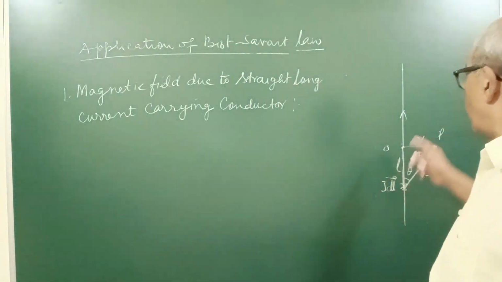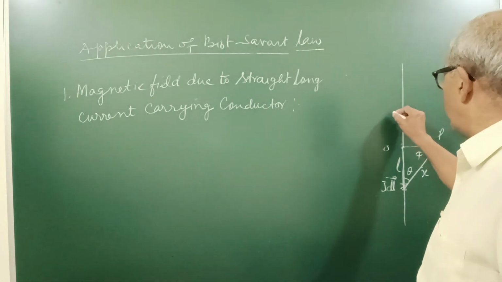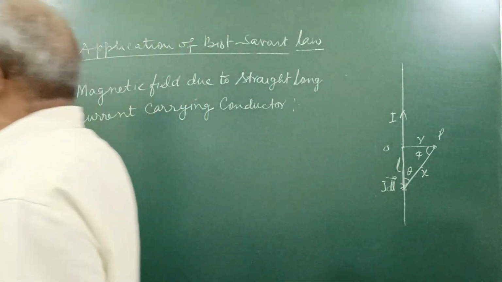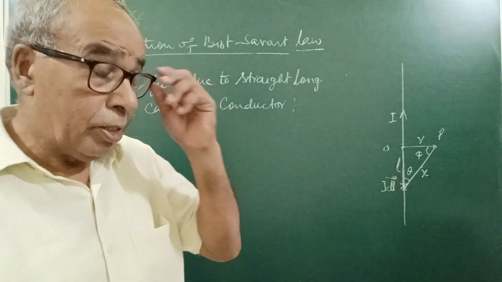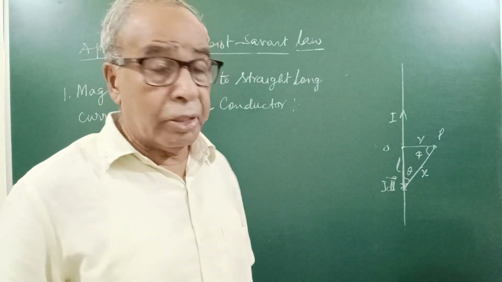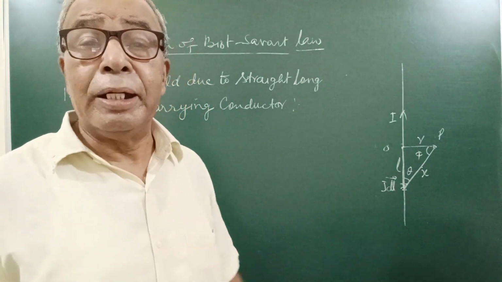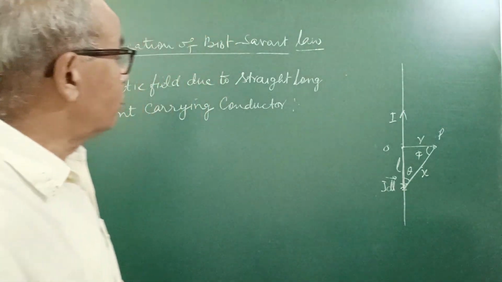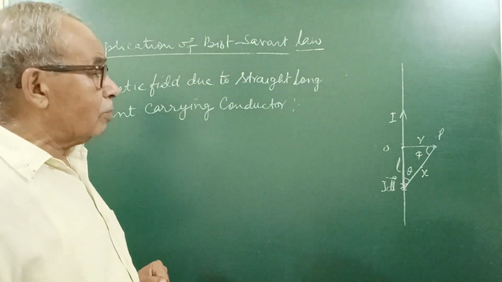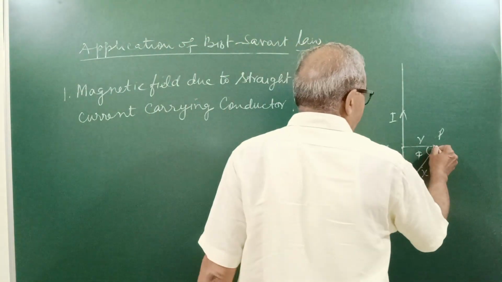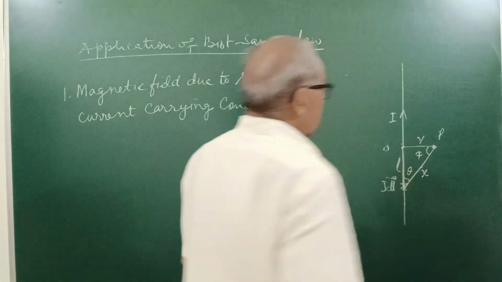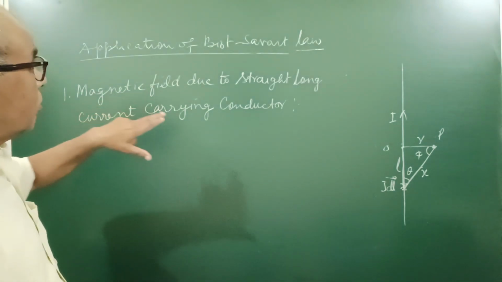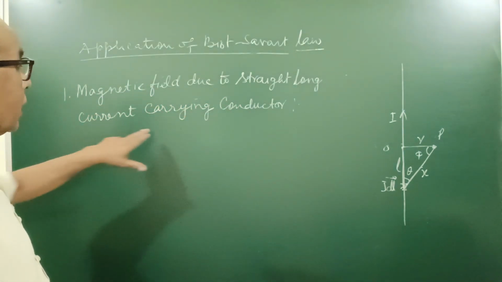Actually, in the book this topic is not given this year. In our current NCERT book, this heading is not there. But we can't understand the physics of magnetic field due to current in coming topics. So I take this topic here and try to explain, because you will understand the basic physics behind the application of Biot-Savart law on magnetic field due to a straight long current carrying conductor.